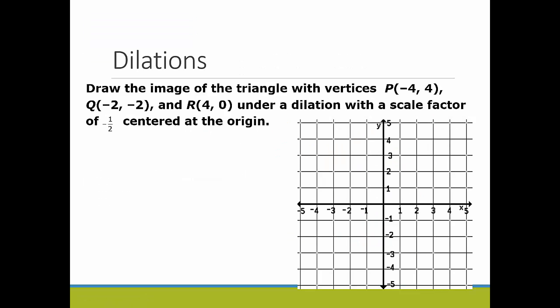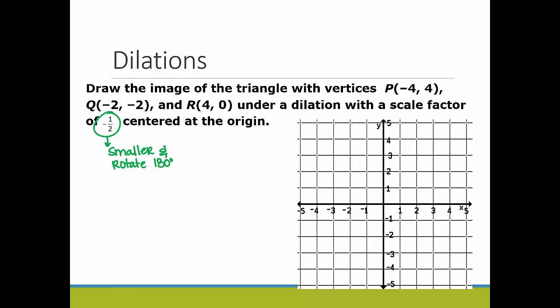Draw the image of a triangle with vertices P, Q, and R under a dilation with a scale factor of -1/2 centered at the origin. When I first look at this, before I draw anything else, I realize that it's going to get smaller and rotate 180 degrees. So let's make sure that happens when I actually put the points on here.